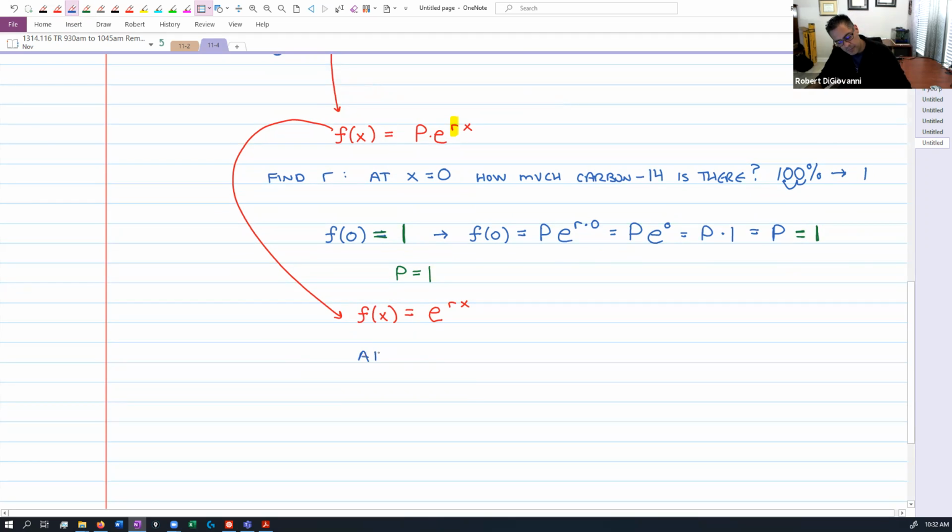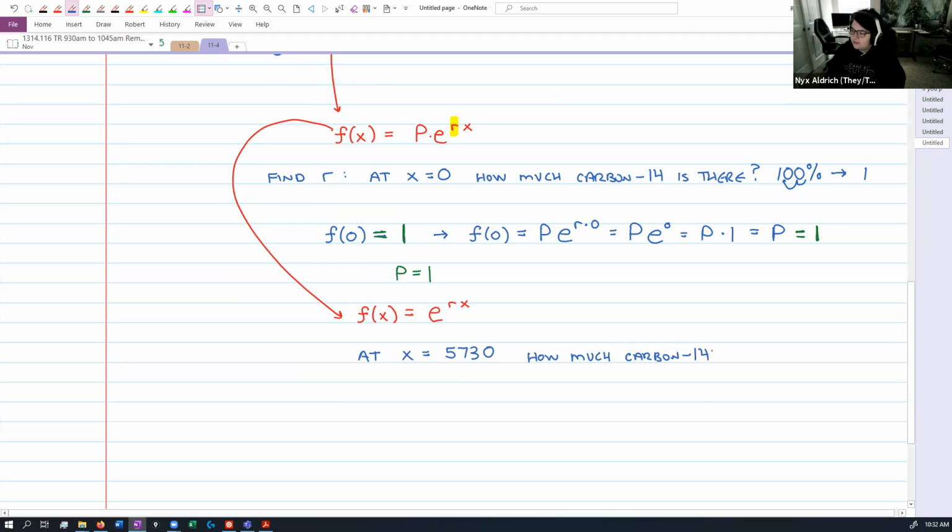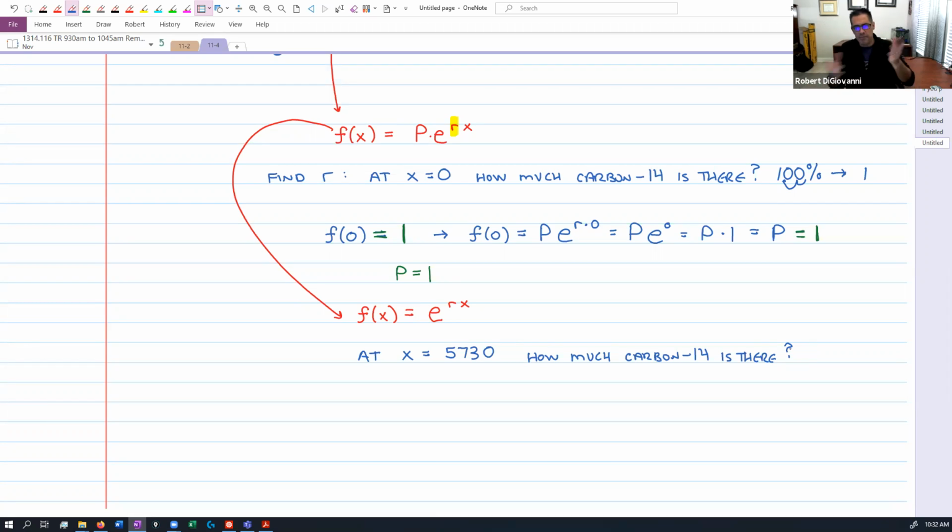At x equals 5,730, how much carbon-14 is there? Half of what there originally was. It's half of the original. The reason I know that is because I know that the half-life of carbon-14 is 5,730 years, because researchers have measured it, so they know that's how long it takes. So we should expect to see 50% of the carbon-14 there, which is really the number 0.5 written as a decimal.